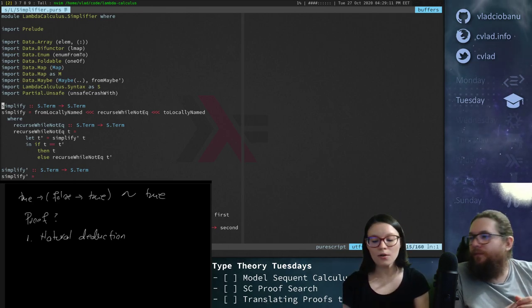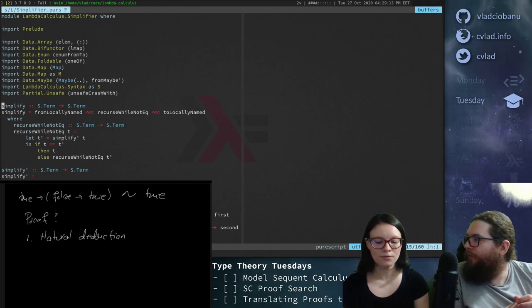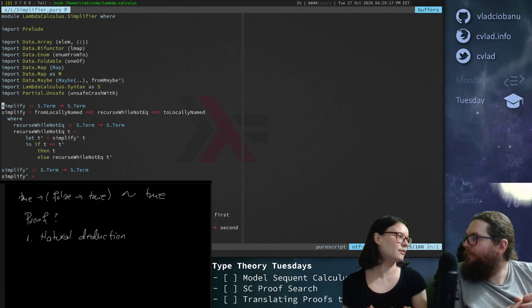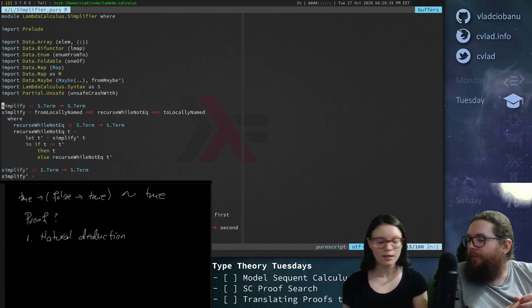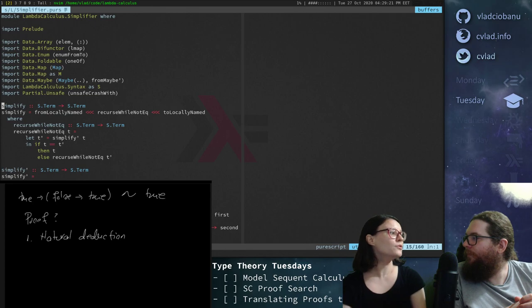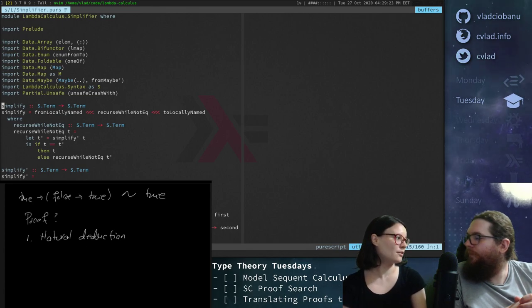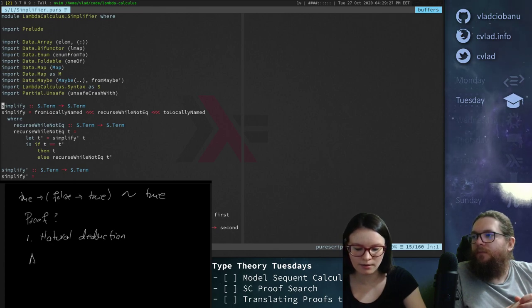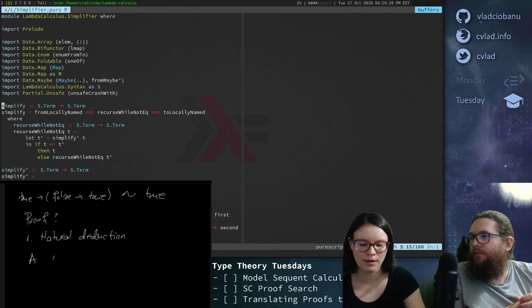Right? So in natural deduction, you give rules for introducing or eliminating connectives. For example, the one you use for eliminating an implication is the well-known modus ponens. So if I know A, and I can prove A implies B, then I can get B.